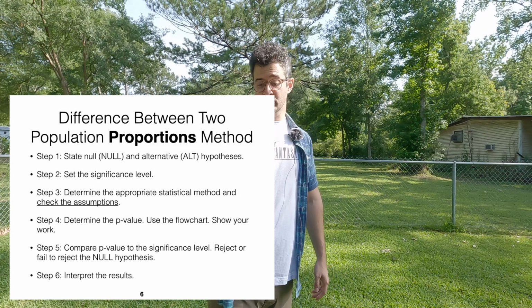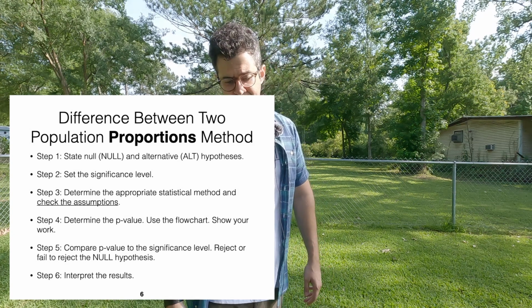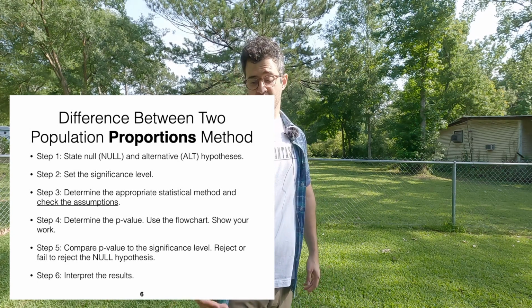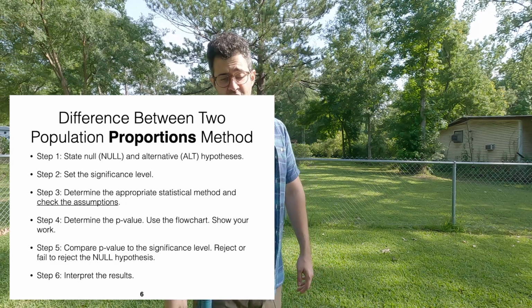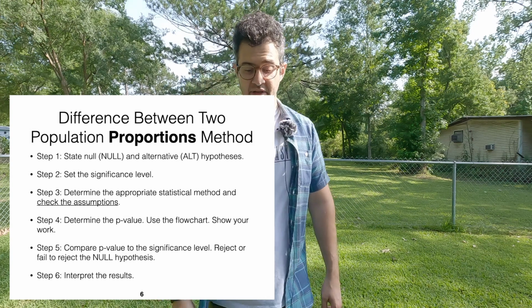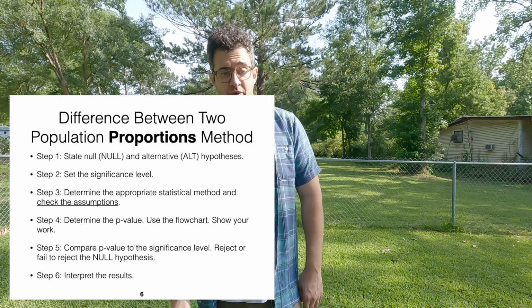We're then going to use a flowchart. You want to show your work. Step 5, we're going to compare the p-value to the significance level. You're going to reject or fail to reject that null hypothesis. And then step 6, we interpret our results.